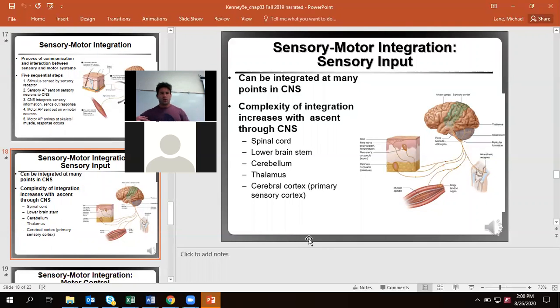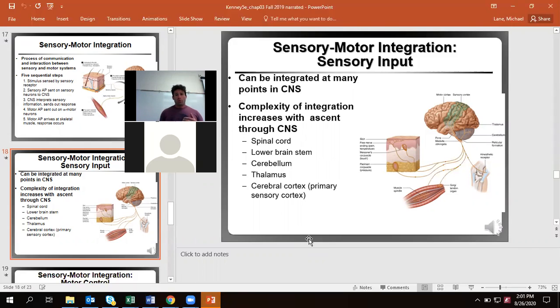So this integration can occur in a lot of different areas. The hot pan, that's going to be the spinal cord. Now, when we're working our way all the way up into the cerebral cortex, that's going to be something like playing a sport, like baseball, where you're having to make a judgment on the way that ball is coming towards you. Is it fastball, curveball, changeup? How am I going to swing at it? Is it breaking in? Is it breaking out? Is it high or low in the zone? All of that requires a lot higher thinking.